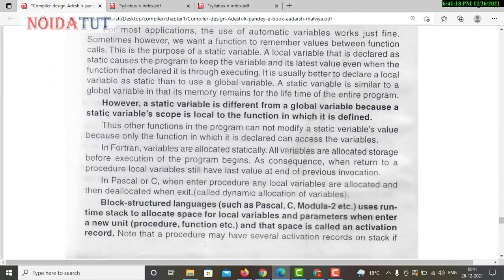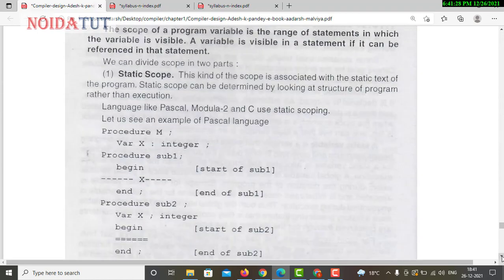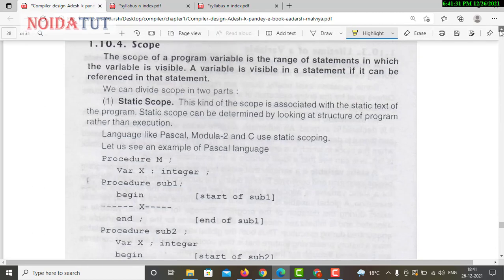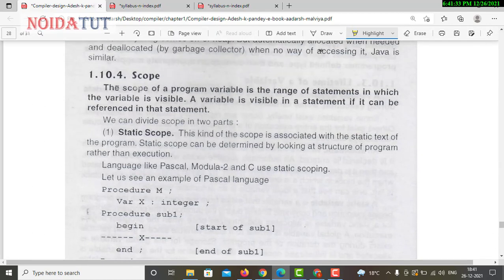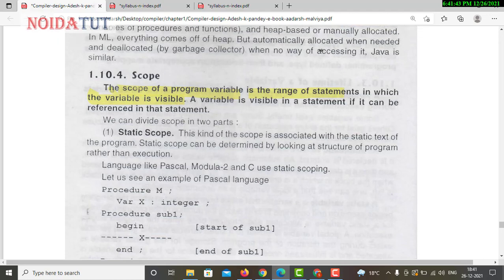Now see, a static variable is different from a global variable because the static variable's scope is local to the function in which it is defined. Now, scope of a variable. The scope of a program variable is the range of statements in which the variable is visible. We have local variables and global variables.